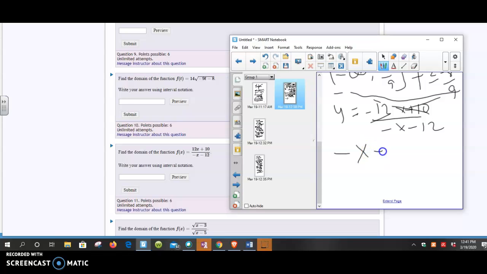It's one of the two places our domain can be restricted. So negative x minus 12 cannot equal 0. So negative x cannot equal 12. So x cannot equal negative 12.